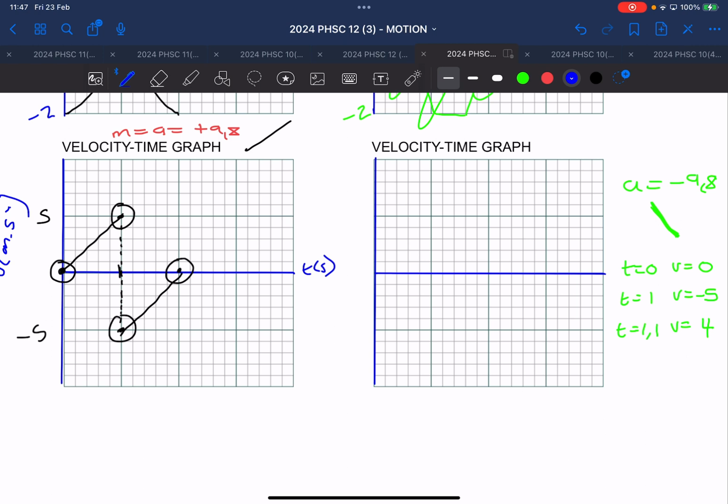So we have, and our shape did we say? Yes. So we have 0 and 0. And then we have, let's say at 1 second, it is -5 there. Then at 1.1 second, it is 4 there. So we have down like this, and then somewhere it's going to be down like this again. Dotted lines like that, and dotted lines like that. So there's a time lapse, there's time missing.